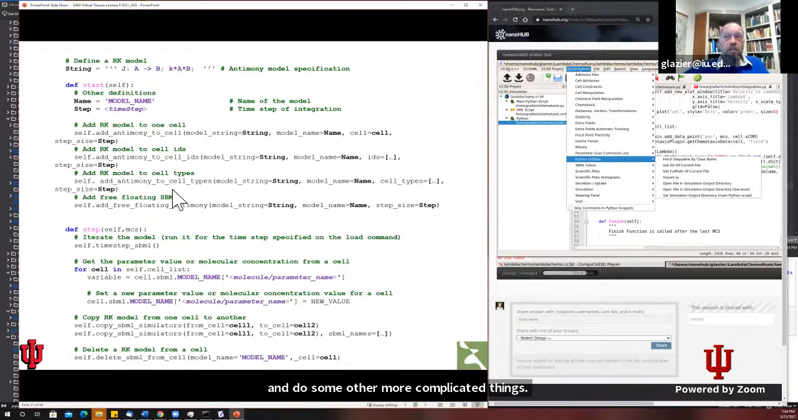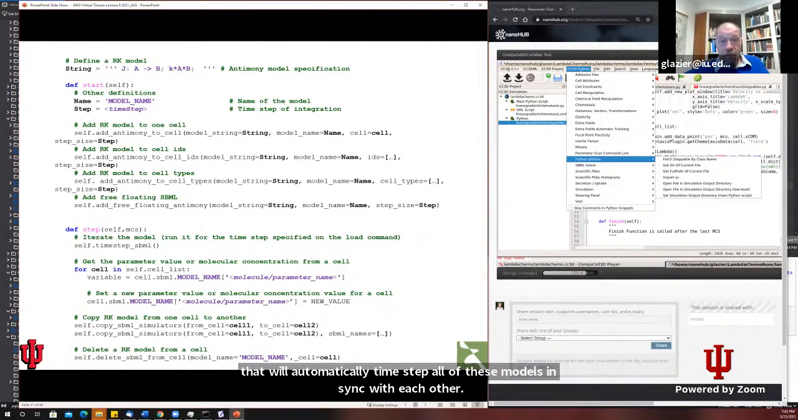The syntax is essentially parallel, whether we add it to a single cell, to a cell specified by the cell ID, to all cells of a given type, or to the model as a whole. That's usually done in the start function. When cells divide, these models are copied automatically when we do a clone, which is very convenient. And then in the step function, we'll have a command, self.timestep_sbml(), and that will automatically time step all of these models in sync with each other.